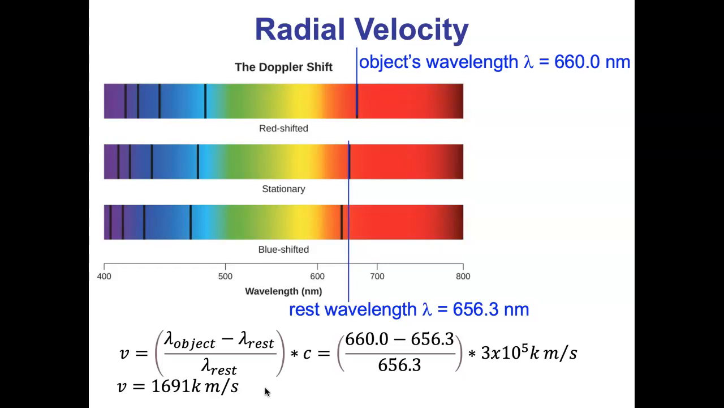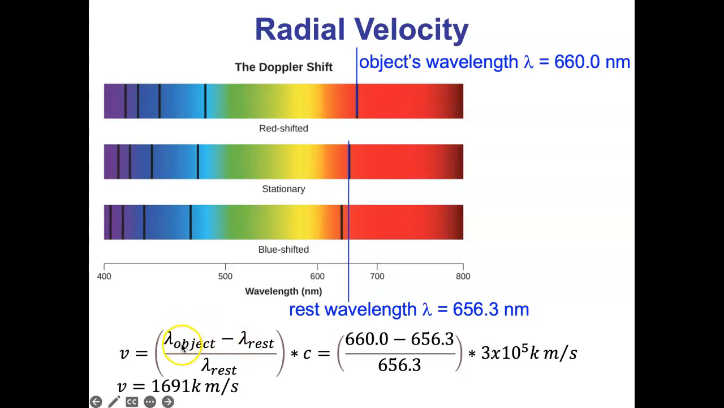And is it moving that fast toward us or away from us? Well, because the spectrum is redshifted, because that line is at a longer wavelength, that means the star is moving with a velocity of 1,691 kilometers per second away from us. Right? If the star were moving toward us, then the object wavelength would be shorter than the rest frame wavelength, and when you subtract them, you'd get a negative number.